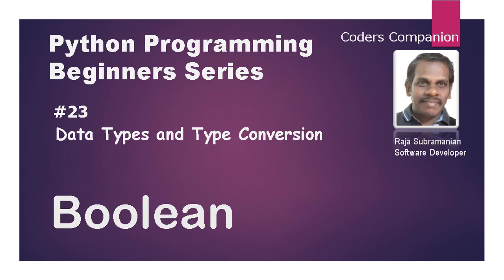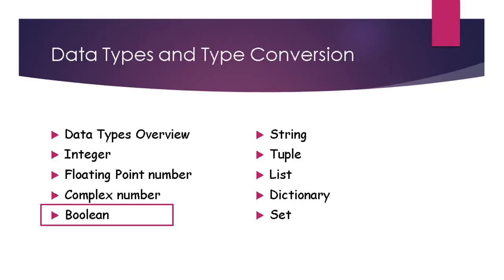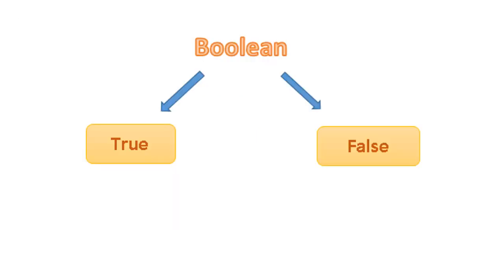Let's get started. This is the fifth topic in data types and type conversion. Boolean data type is used to store only two values, that is, True and False. In Python, the first letter of True and False must be in uppercase.